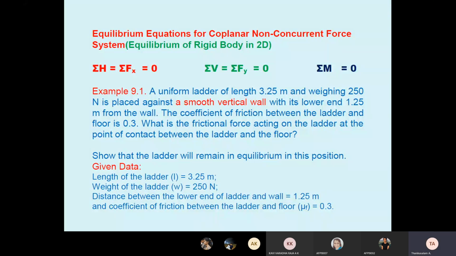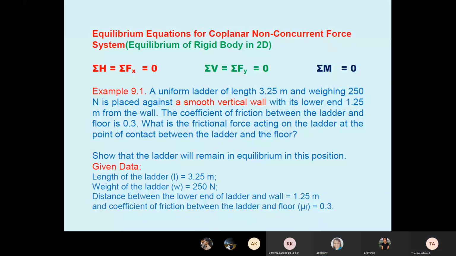And also, they asked whether the ladder is in equilibrium or not. Read again the question. Class rep, can you read the question again?